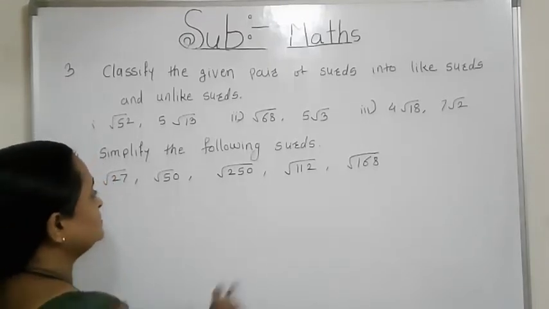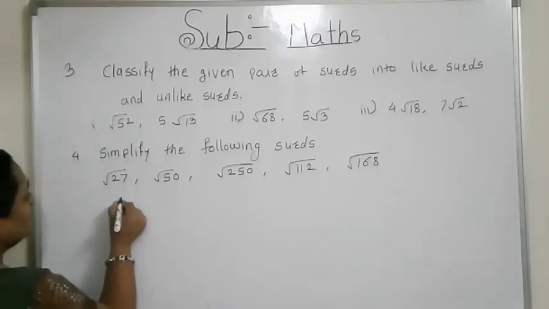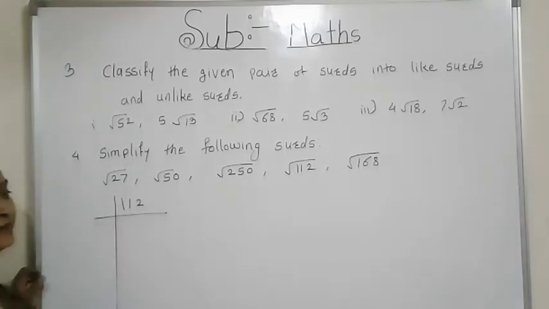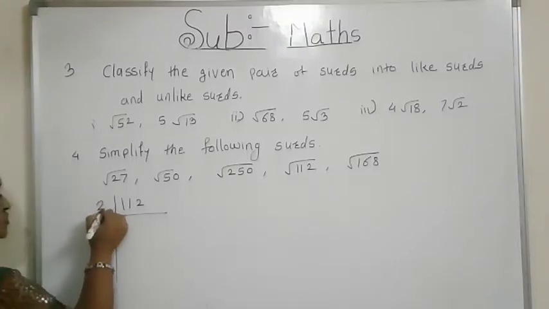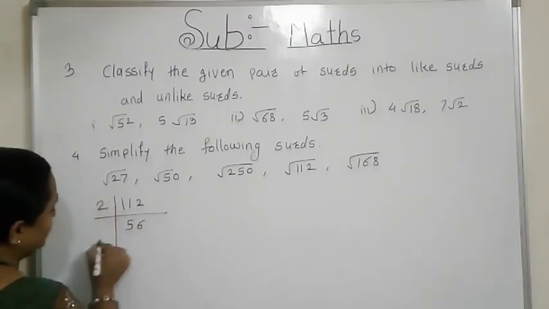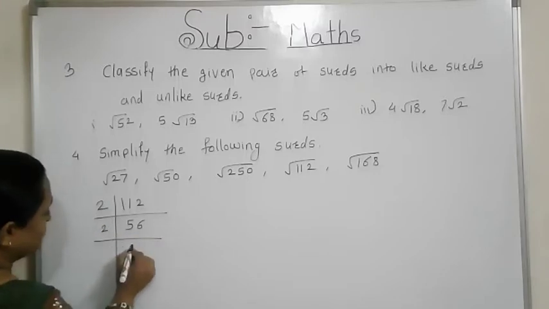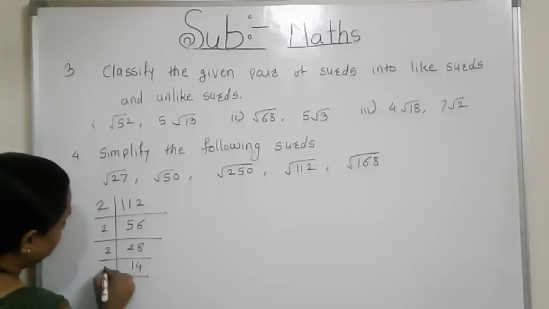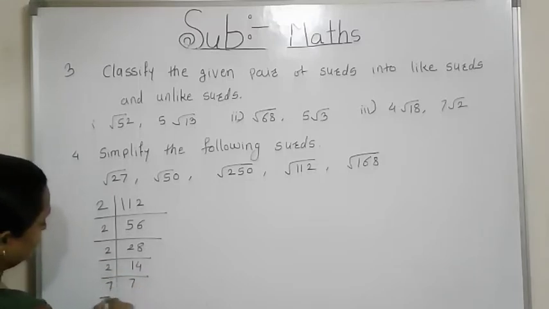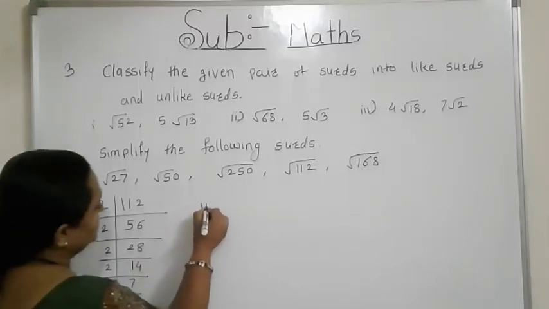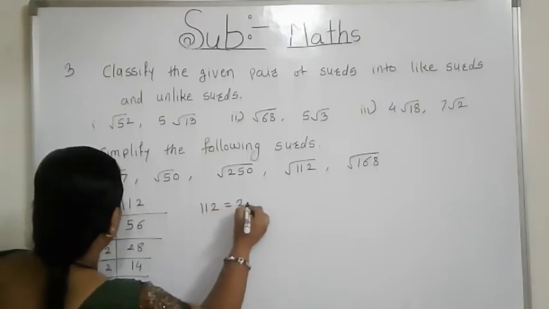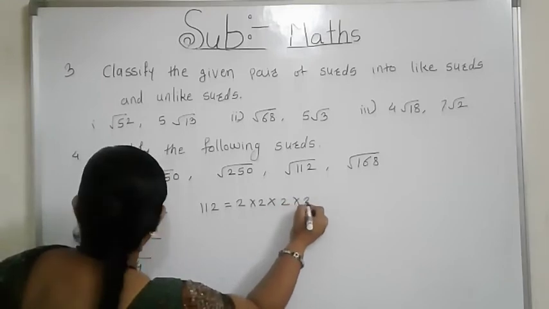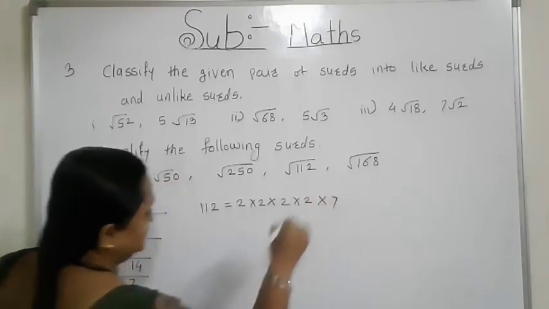Root 112. Now see this. Again we will find the factors of 112, divisible by 2. Then you will get 56. Again divisible by 2, 28. Divisible by 2, 14, 2. Then 7, 7, 1. Now see, 112 you can write as 2 multiplied by 2, multiplied by 2, multiplied by 2, and again 7.